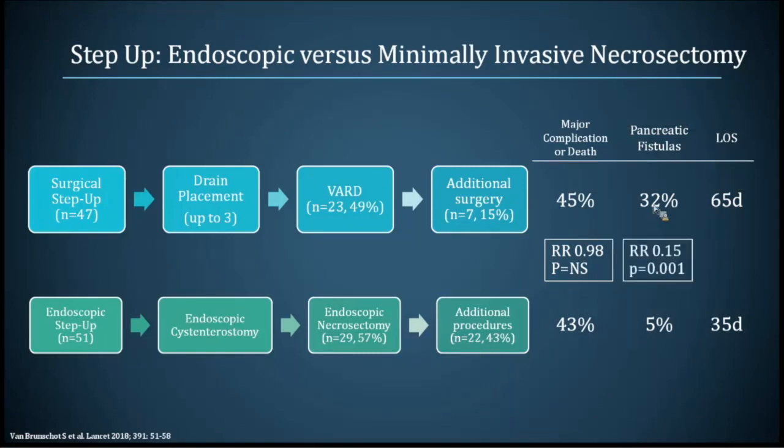Pancreatic fistulas is a huge drop. In the surgical group, they end up with fistulas out that drain site. And so the pancreas will leak pancreatic juices out the drain site in 30% of patients, which can be a real source of morbidity. And it's only 5% in the endoscopic group, largely because you're keeping everything internal. Length of stay, huge difference. 65 days in the surgical group, 35 days in the endoscopic group. Again, an incredibly sick group of patients.